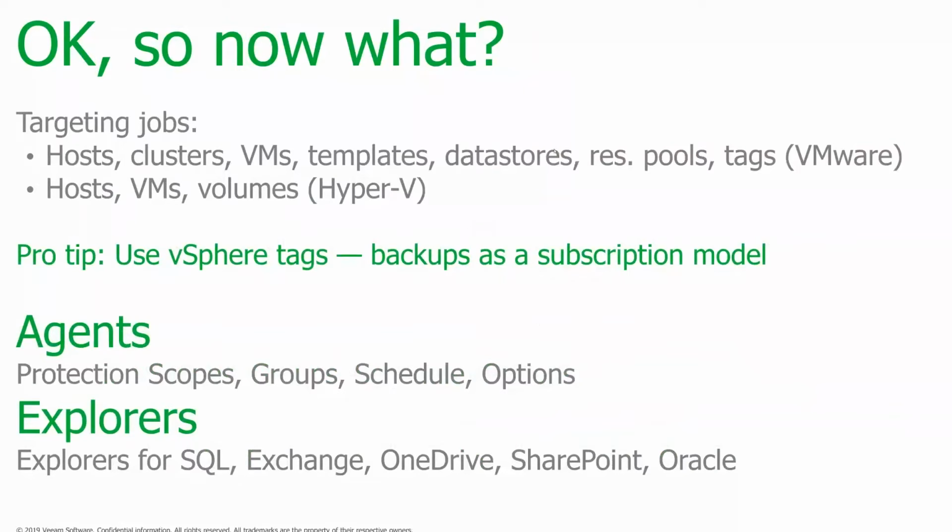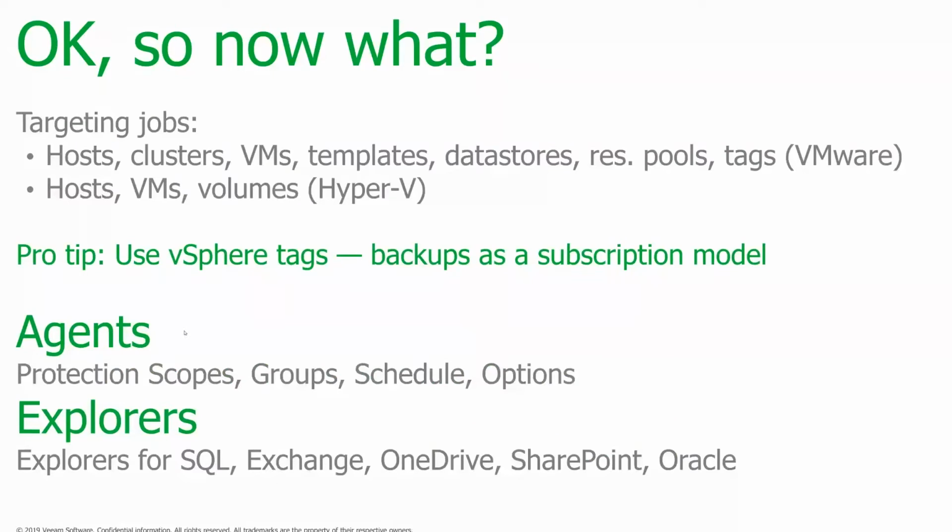Pro tip here, if nobody knows this, go use vSphere tags. If you build these out properly, your backups are now basically a subscription model for your environment. The automation there is you built the job and you set it to a tag. Now, anytime someone tags a VM, it gets caught in that next run of the backup job. It's fantastic. Nobody's even having to touch anything outside of your virtual environment, like at deployment time.